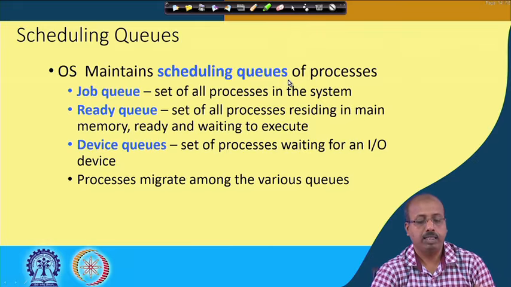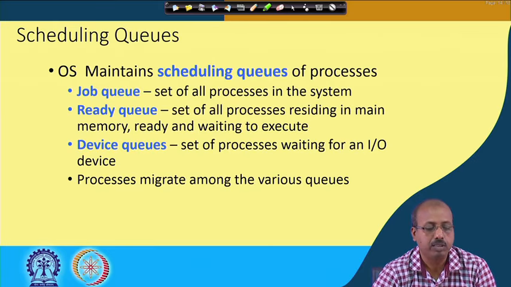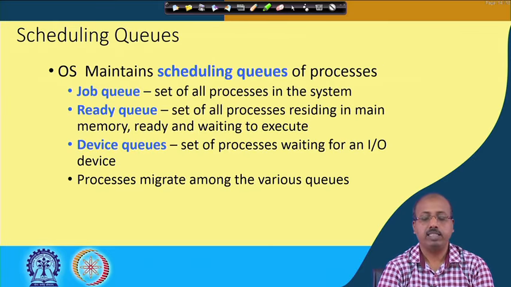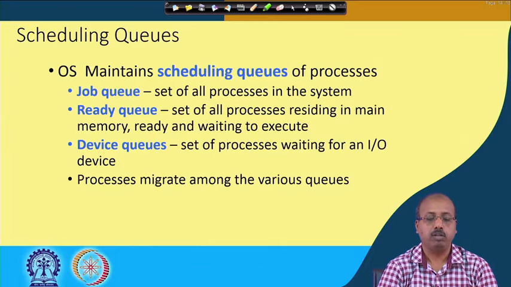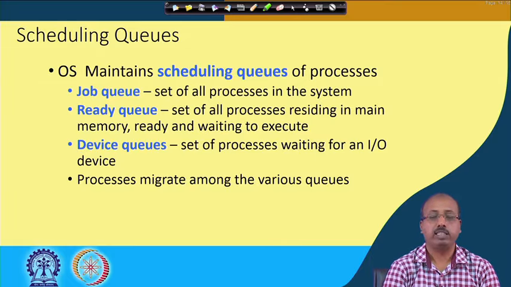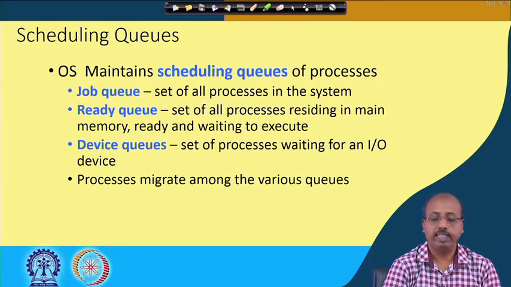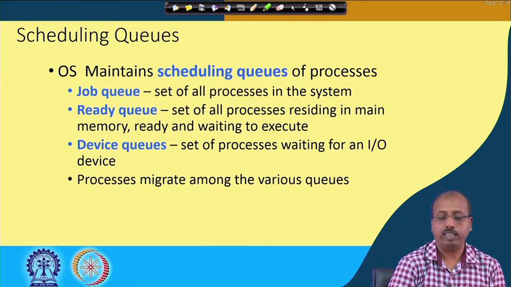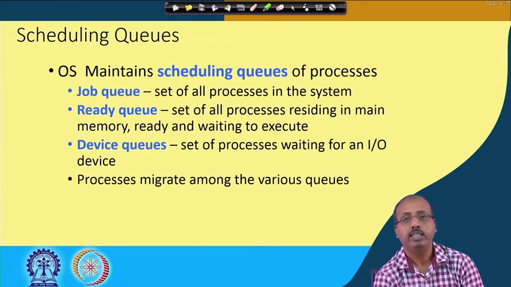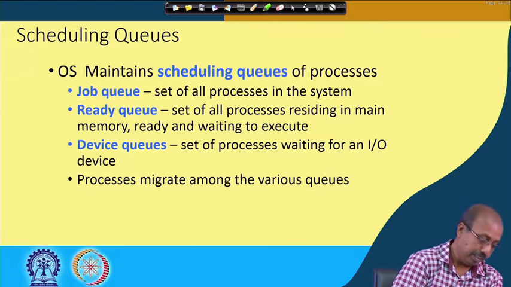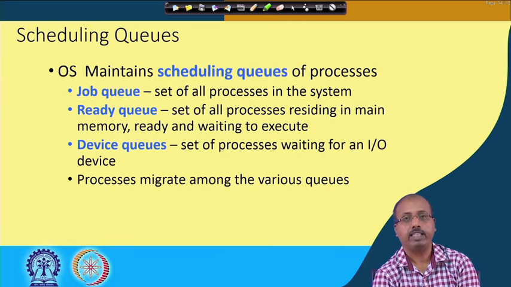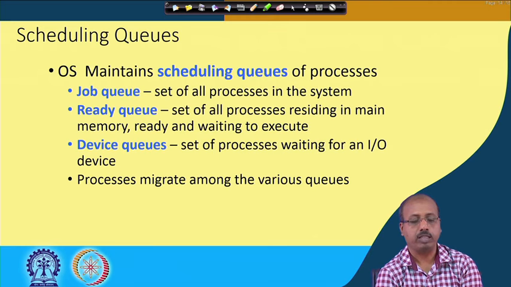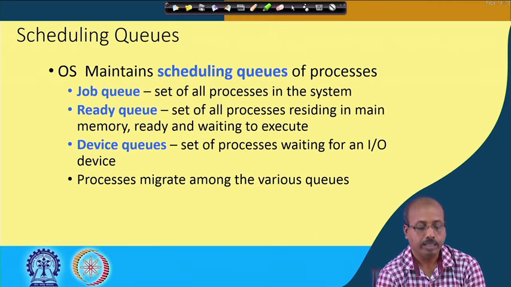This way there can be different types of scheduling queues. The OS maintains scheduling queues of processes. We have the job queue, the set of all processes in the system. Whatever processes are there in the system, everything is in the job queue. Then there is the ready queue, which is the set of all processes residing in main memory and ready for execution. If they get a chance for execution, if they get the CPU, then the process will execute. So, they are put onto the ready queue.